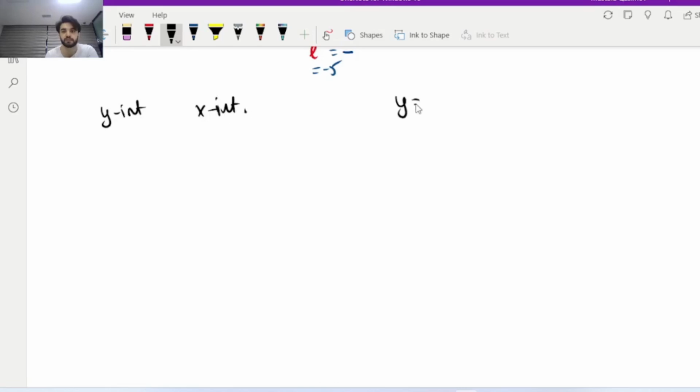We write y is equal to kx plus b. We say k is slope, and what's b? What's the meaning of b? B is y-intercept. Intercept means intersection point with y. X-intercept means intersection point with x. Let's draw one xy plane.